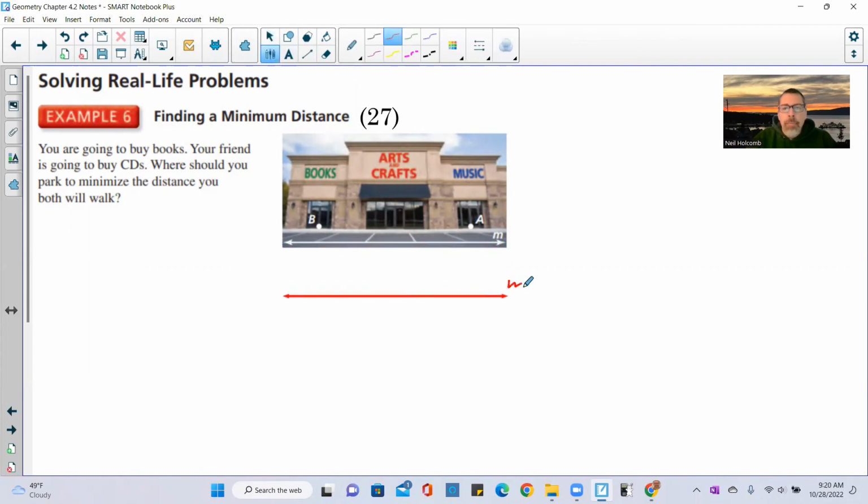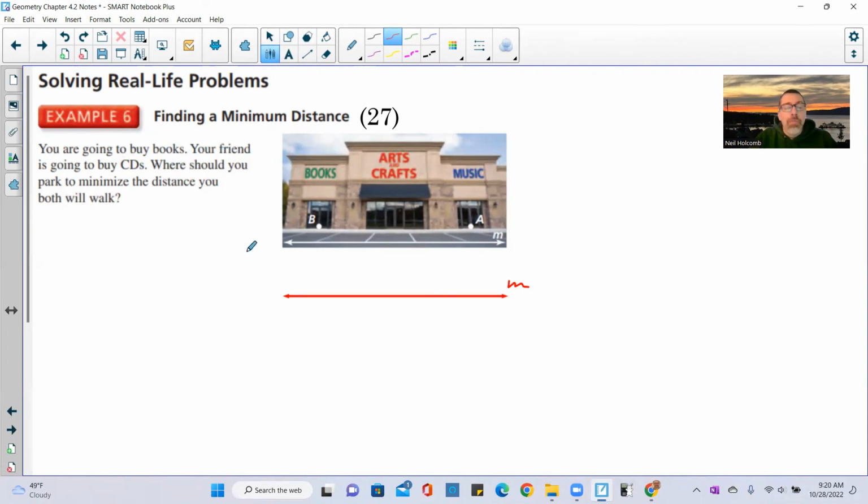So here's line M. So this is the parking spaces in front of a strip of stores. So the bookstore says you're going to buy books. So there's two people in the car. One is going to go to the bookstore, and your friend's going to buy CDs at the music store. Where should you park to minimize the distance you both will walk?